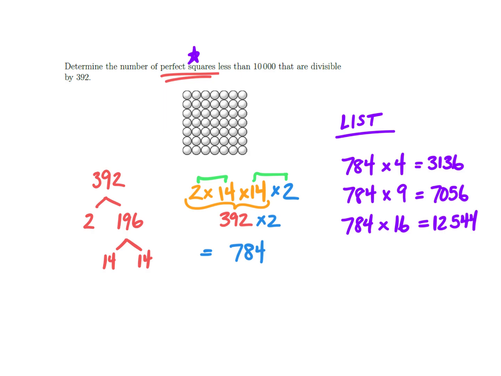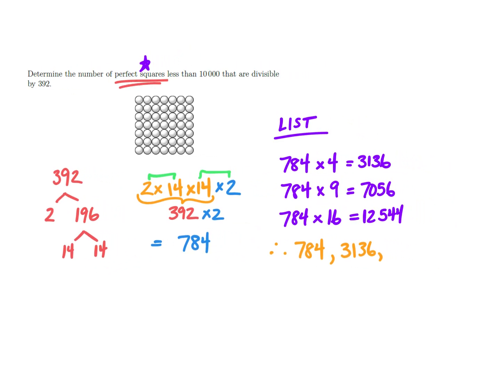Okay, well, what is that list? Well, at the very end then, I could say, well, I know that 784 is divisible by 392 and a perfect square and less than 10,000. And I had 3,136, and if I just move that over a little bit, 7,056. So I have 3 perfect squares that satisfy that problem.